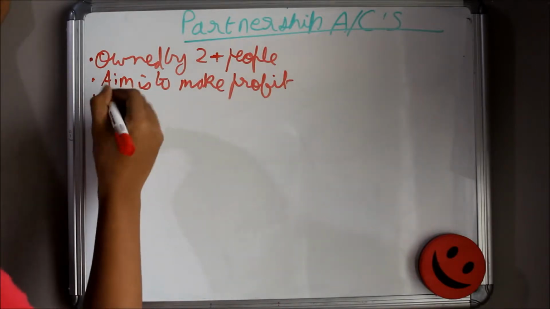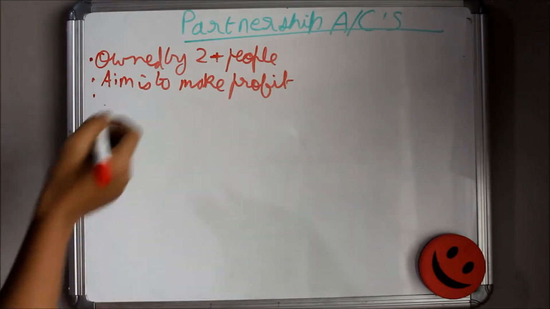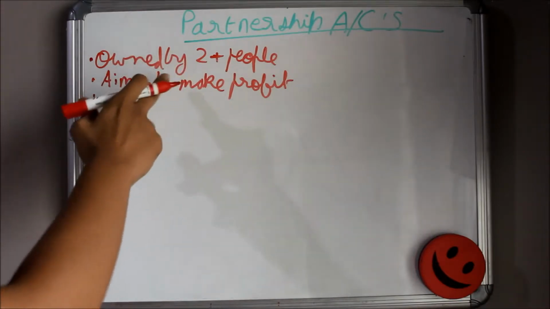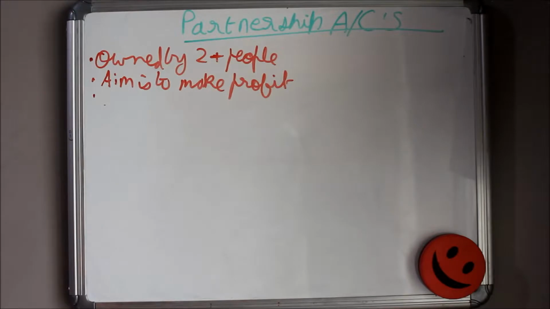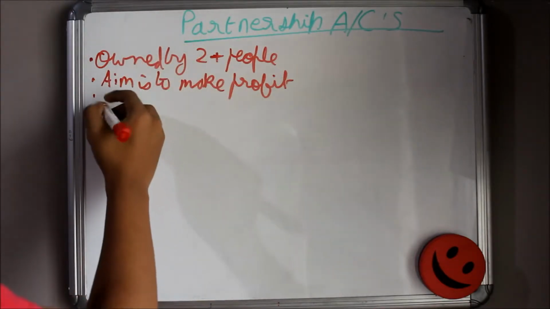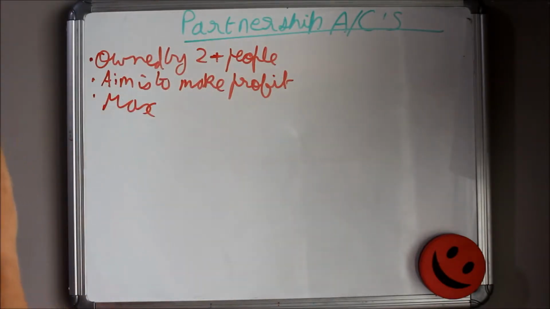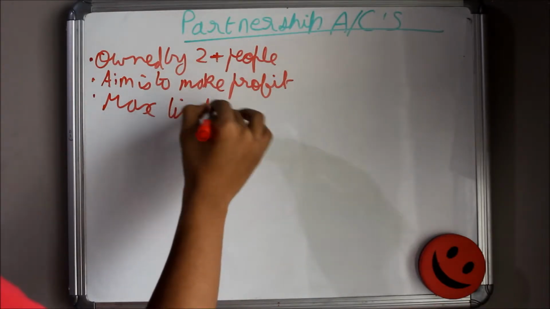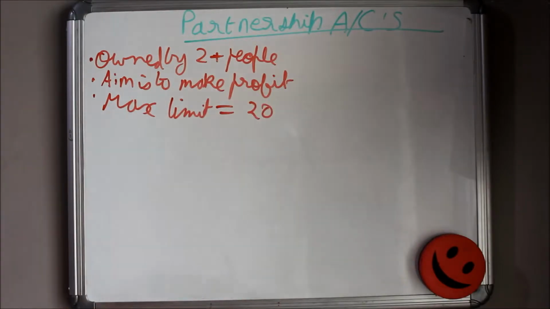Another thing about partnership accounts is that there cannot be more than 20 partners in a business. Usually, when you look at normal businesses, there are minimum 2 partners required. As I said, it is owned by 2 plus people. You can't have a partnership business with only one person, because then that will be a sole trader business. So minimum is 2 people, maximum is 20 people. Maximum limit is equal to 20. Okay, so that was another thing.